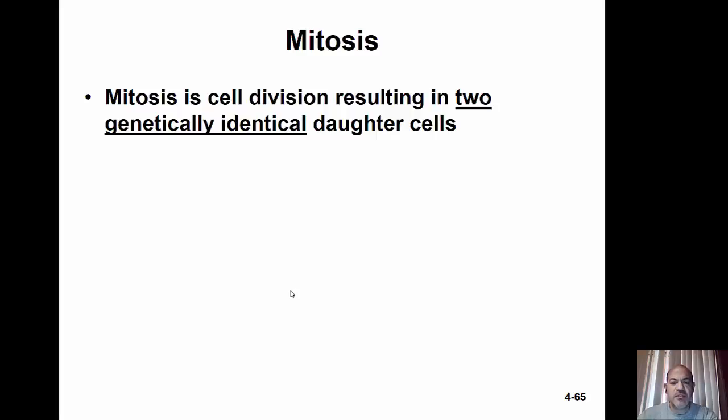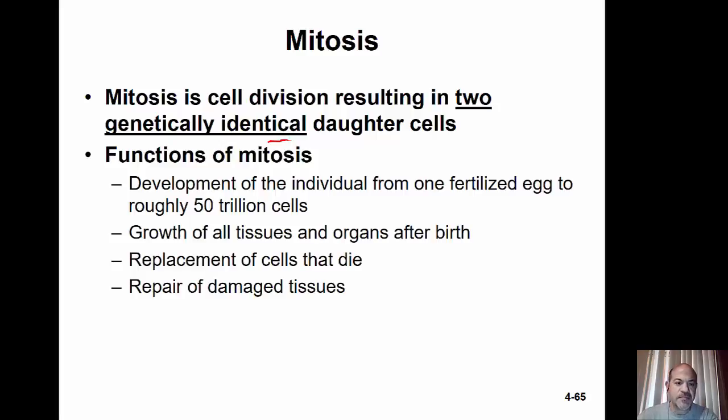Mitosis then is the division of a cell, and this results in two genetically identical daughter cells, and that's a key thing there, so I underlined it, because there's another kind of division called meiosis that produces sex cells like sperm and egg cells, and those cells are not identical to each other. Every sperm cell and every egg cell is going to be slightly different, which explains why even brothers and sisters look different from each other.